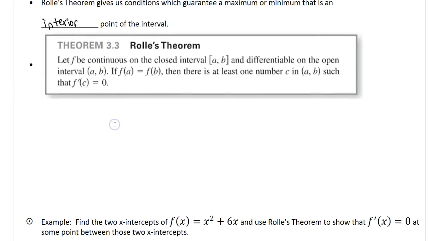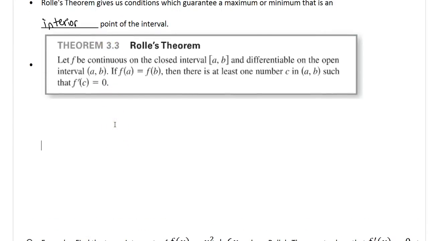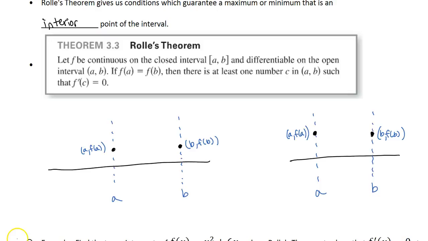So what this looks like on a graph is the following. Basically, you've got two ordered pairs that have the same y value and a different x, a and b. So what's happening here, if f of a is equal to f of b, and we know that we're continuous and differentiable on the open interval from a to b, so what this means is that the graph has to do something between these two points.